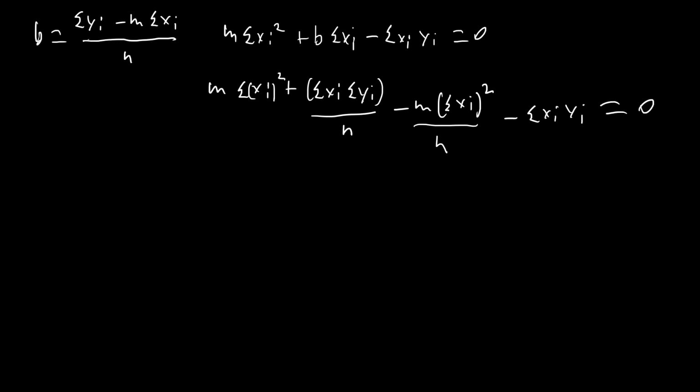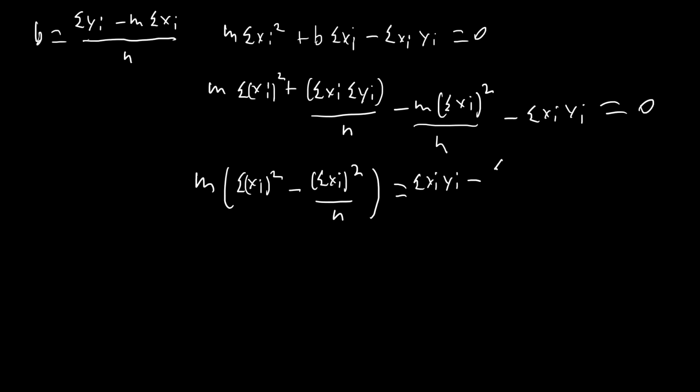So if we go ahead and factor with respect to m right here, we're going to have m times the sum of xi squared on the inside minus the sum of xi all squared over n is going to be equal to the sum of xi yi minus the sum of xi times the sum of yi all over n.